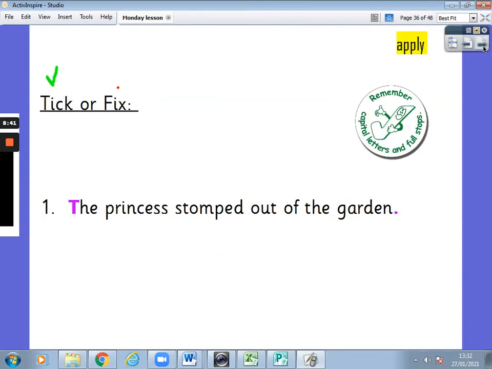That's right, tick or fix. The was at the beginning of our sentence. It needed a capital T. And we already had a full stop after garden. The princess stomped out of the garden. Full stop.